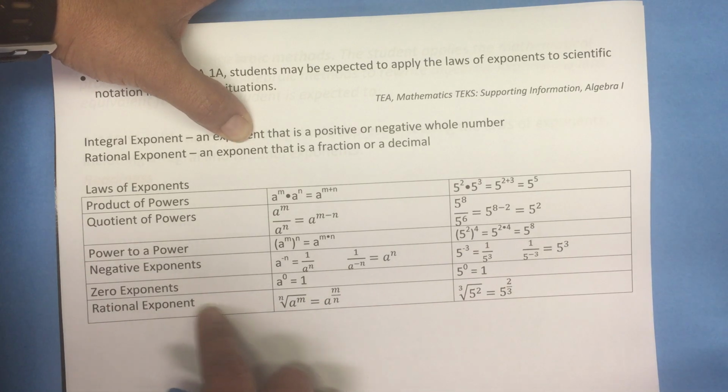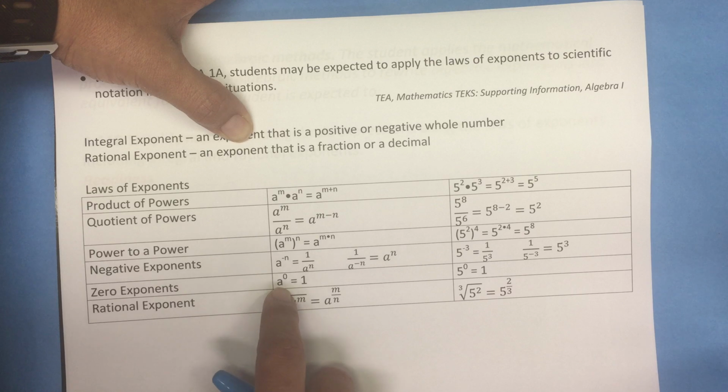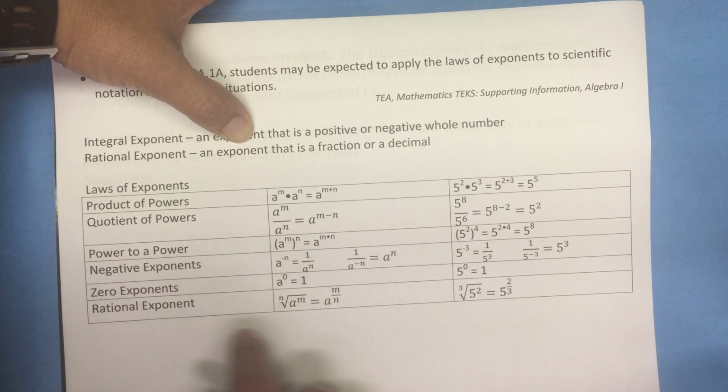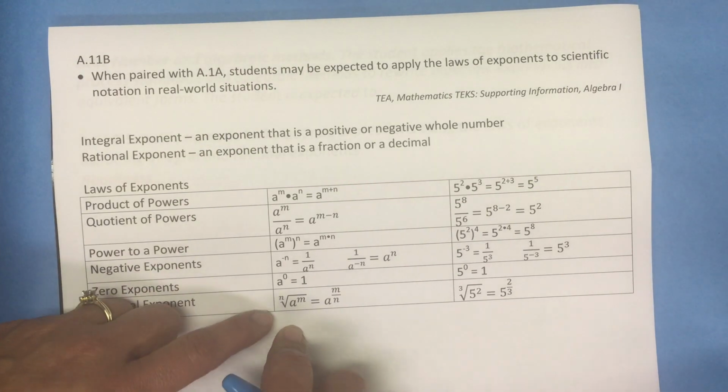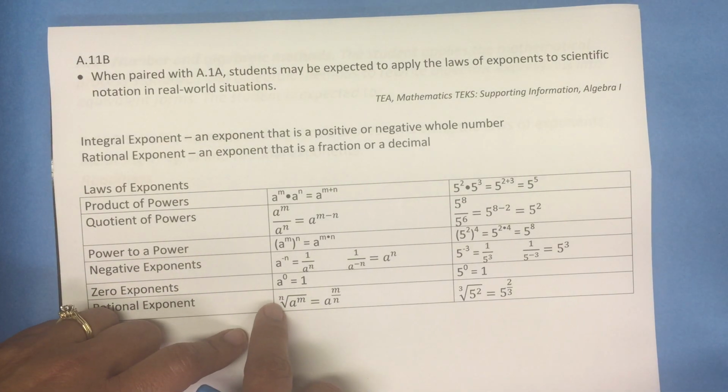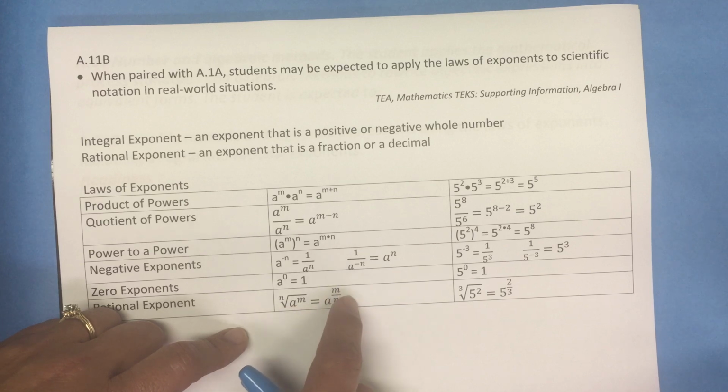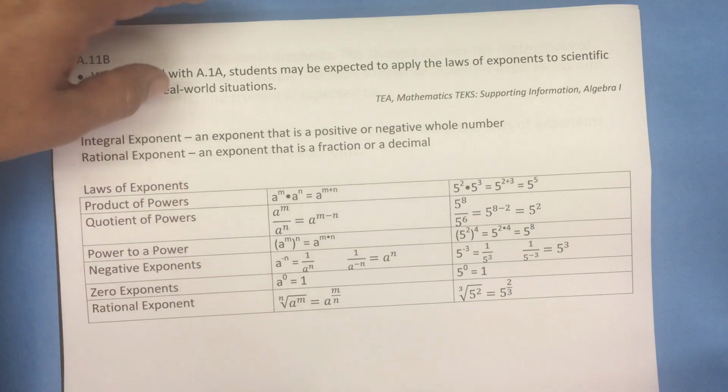For zero exponents, any base raised to the exponent of zero is always 1. And then we have rational exponents, which says if we have the nth root of a to the m power, that is the same as raising a to the m divided by n power.